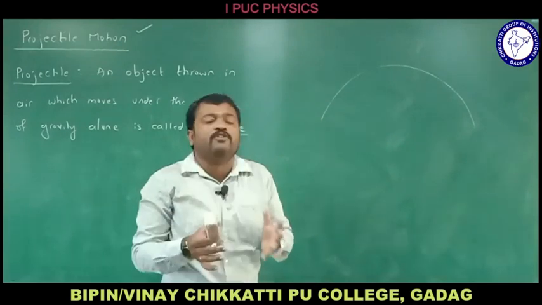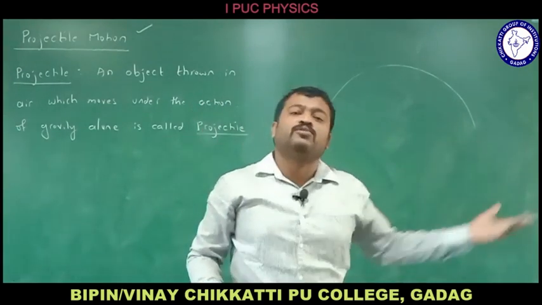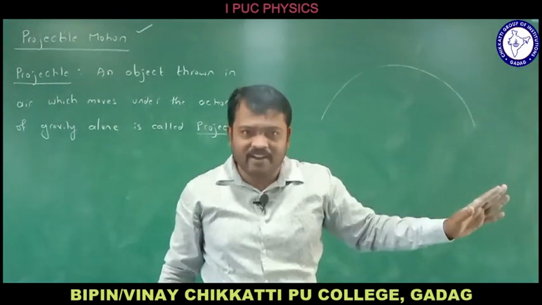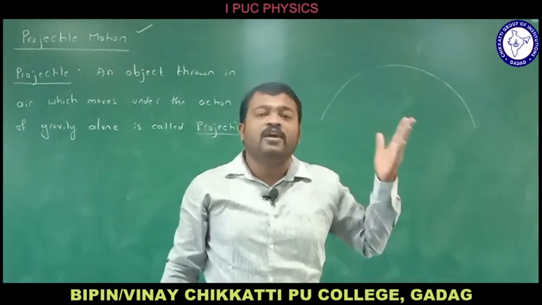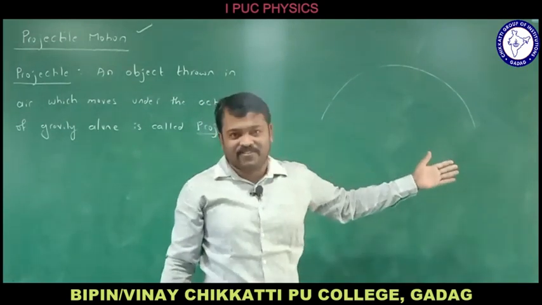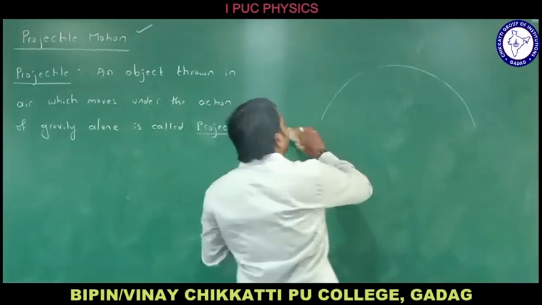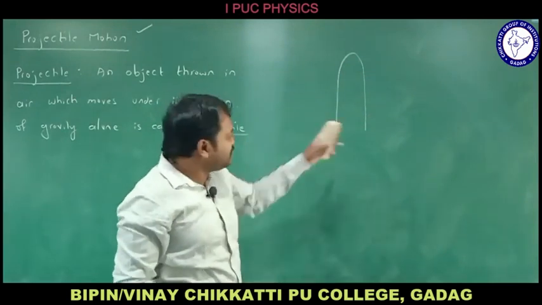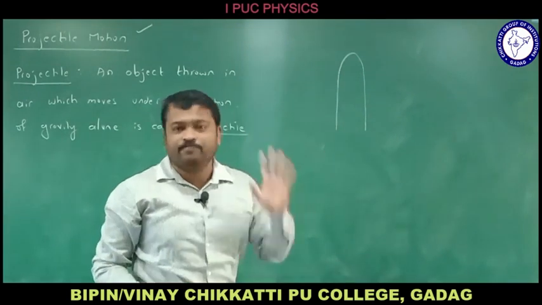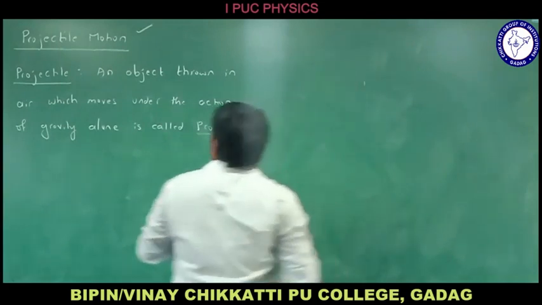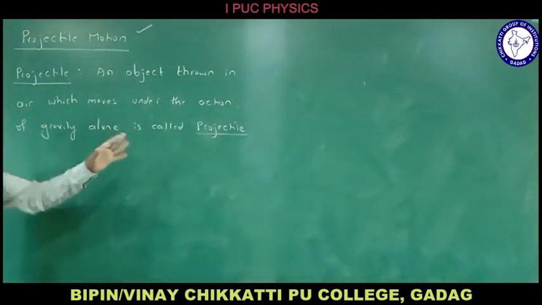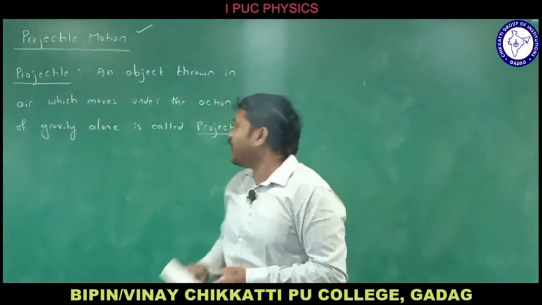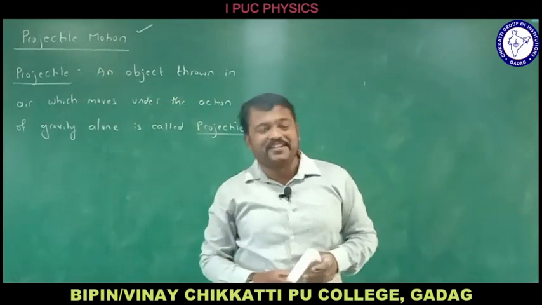When you kick a football, it also travels in a projectile motion. When you play volleyball, that also travels in a projectile motion. If you throw any object, it follows a projectile motion like this. If your object is thrown like this, it will come back here itself. This is a motion in which an object is thrown in air and moves under the action of gravity alone. That motion is called projectile motion, and that particle is called a projectile.